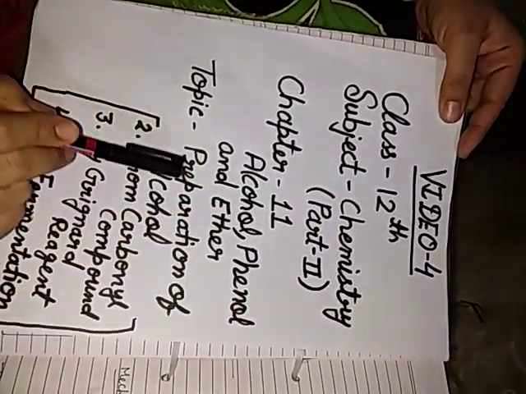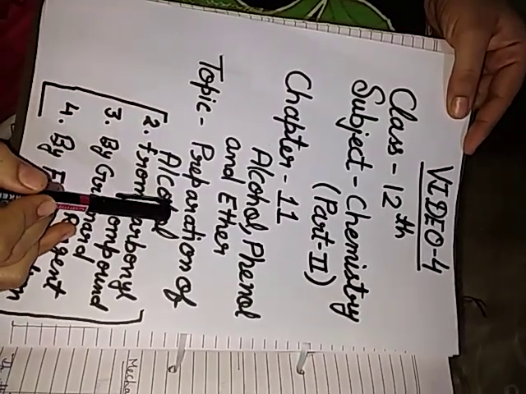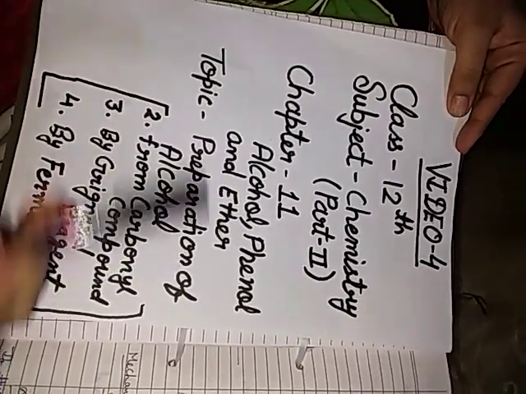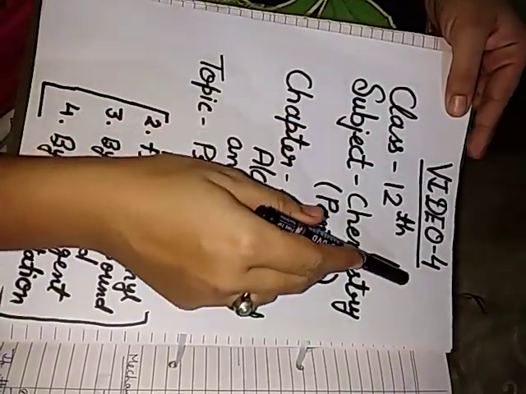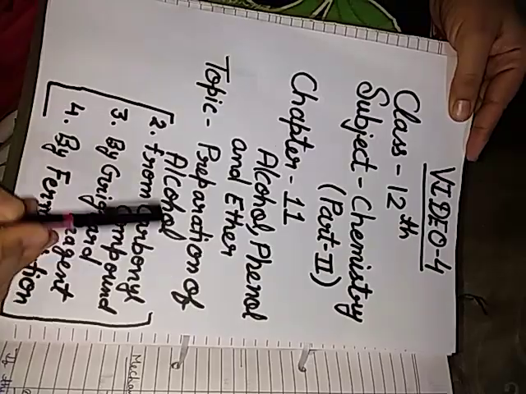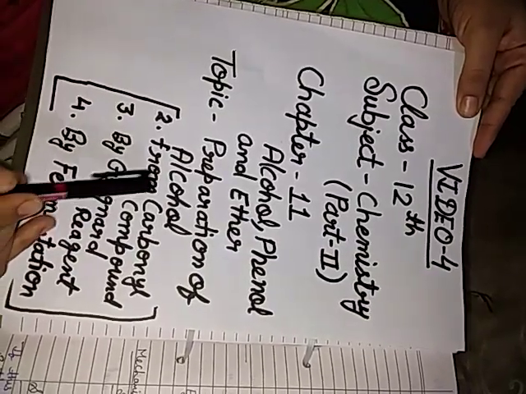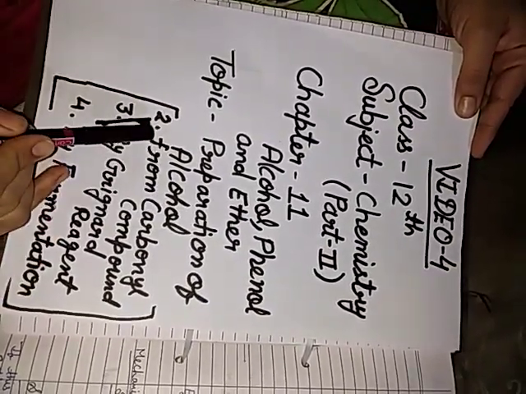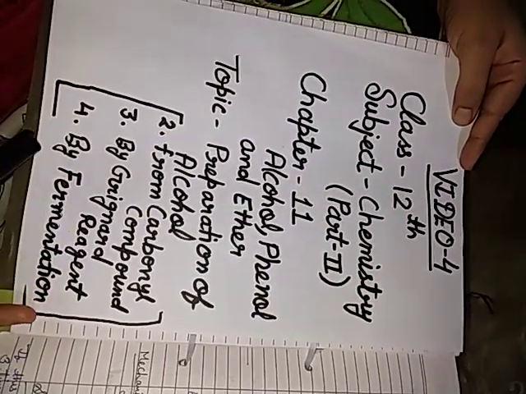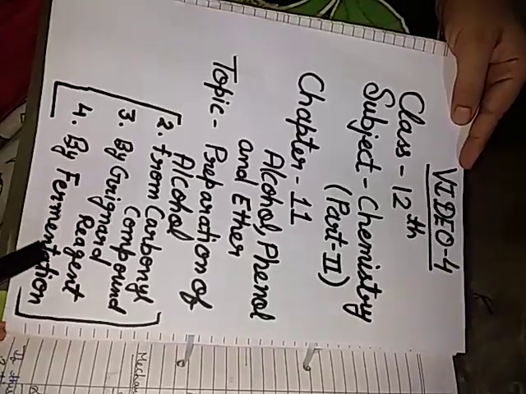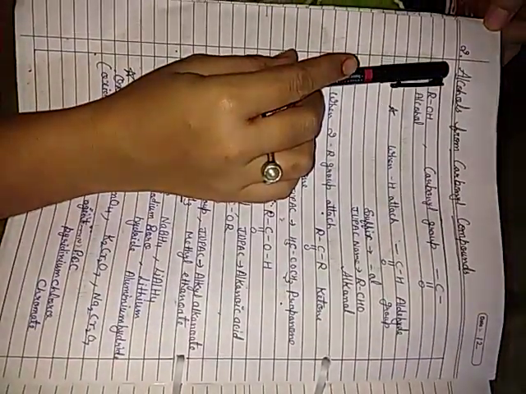In video number 3, I already discussed preparation of alcohol from alkene, and in this video number 4, on preparation of alcohol, I am going to tell you about preparation of alcohol, second from carbonyl compound, third by Grignard reagent, and fourth by fermentation. So let me start. Second, preparation of alcohol from carbonyl compound.